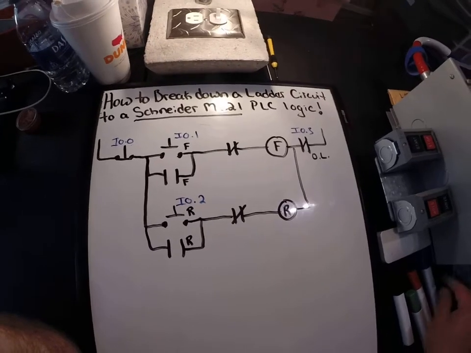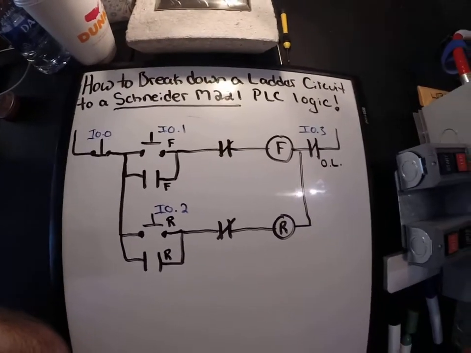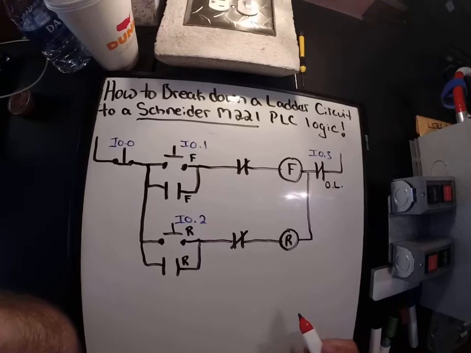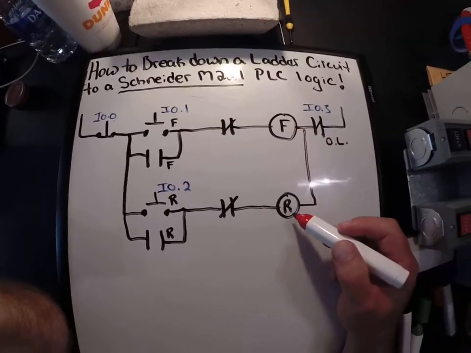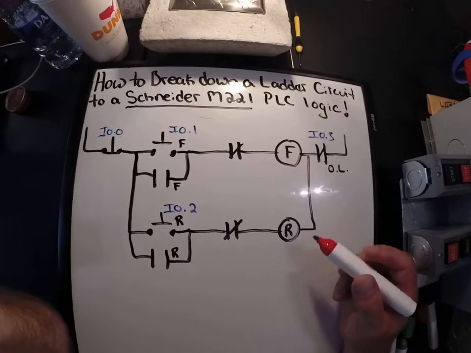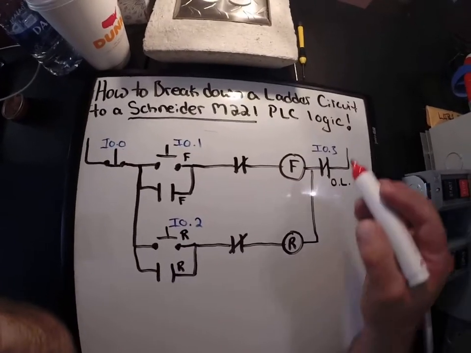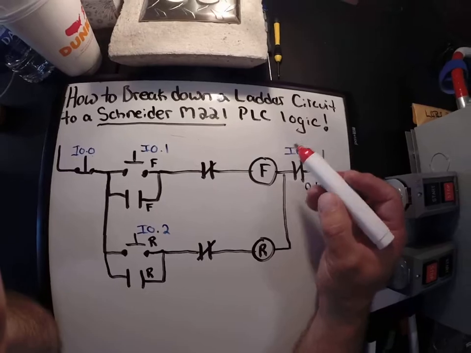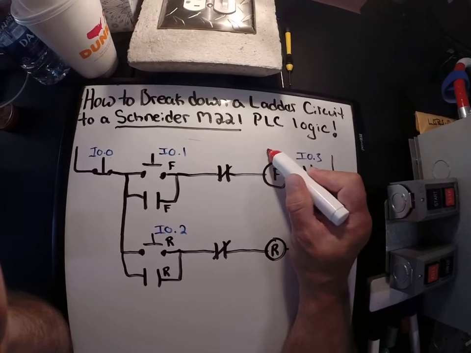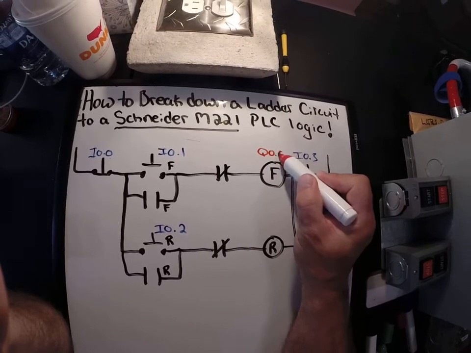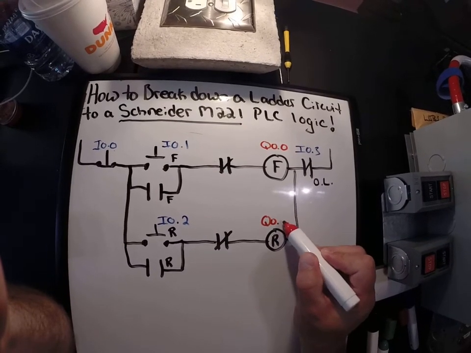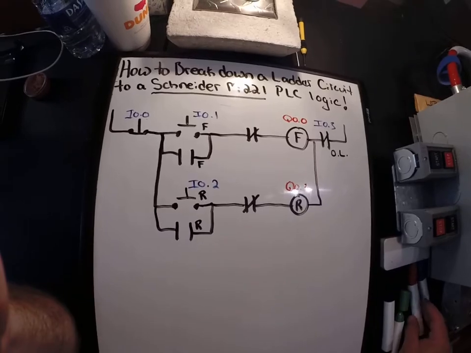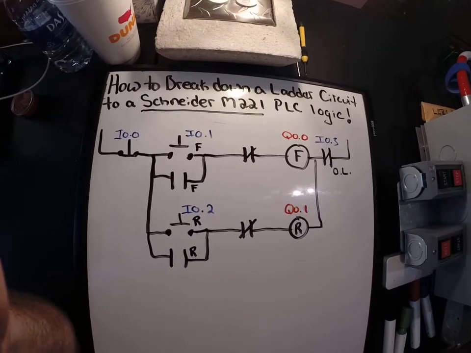So if there are inputs in the circuit, there must also be outputs in the circuit. How many outputs do I have? I have a coil and a coil. So this is my forward reverse contactor. There are actually 2 coils. We're going to simulate this with an actual relay coil. So we're going to call this Q0.0, and we're going to call this Q0.1. So now we've got our inputs and outputs all squared away.